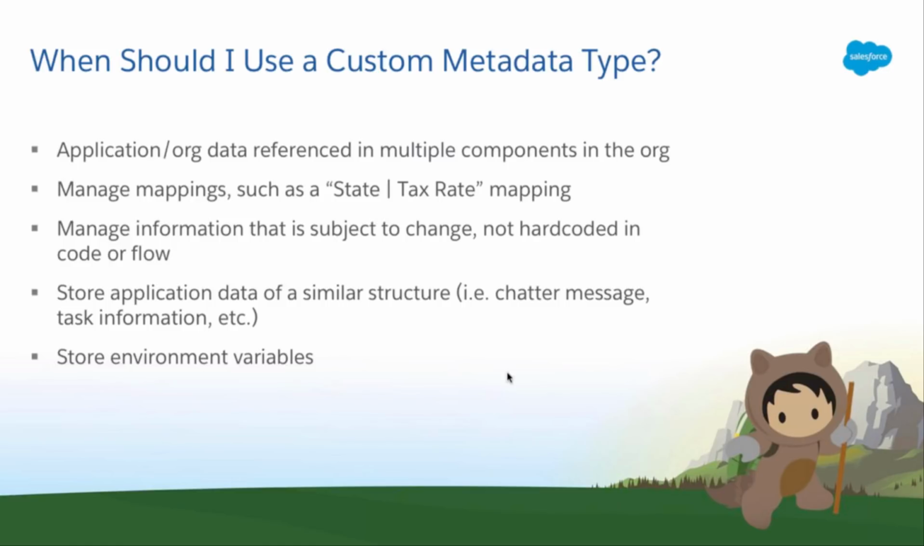You can also store application data of a similar structure, such as chatter messages or task information if you're creating multiple tasks. And also you can store environment variables. So if there is information like URLs that you're referencing in a sandbox that might be different in production, you can use custom metadata types for those items.